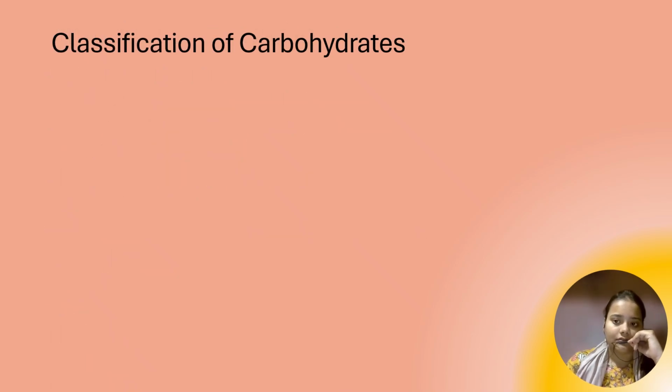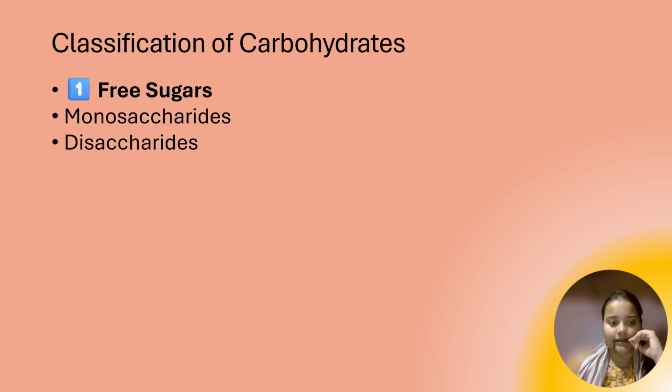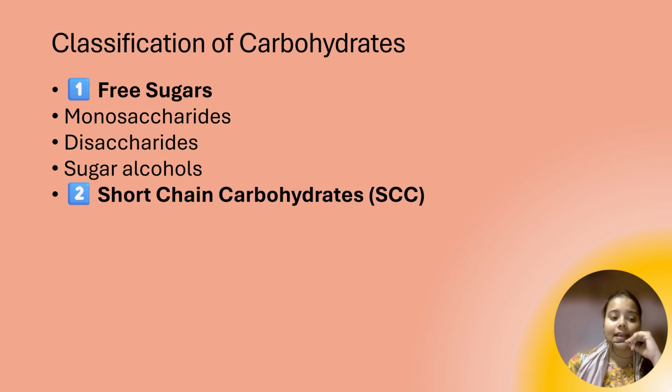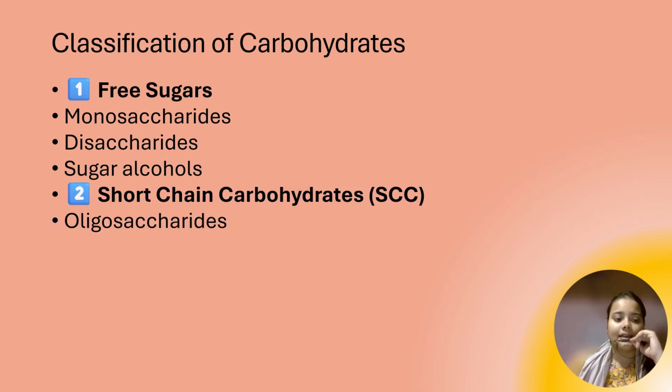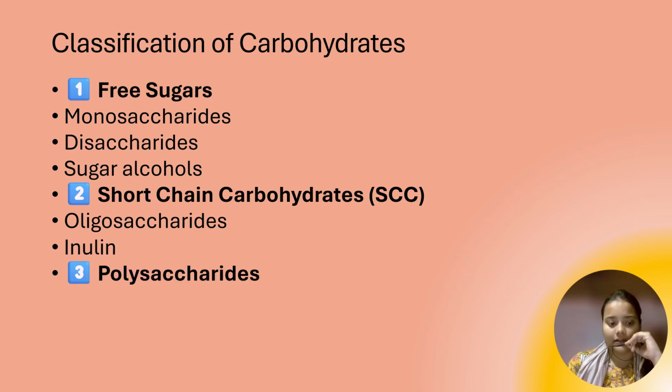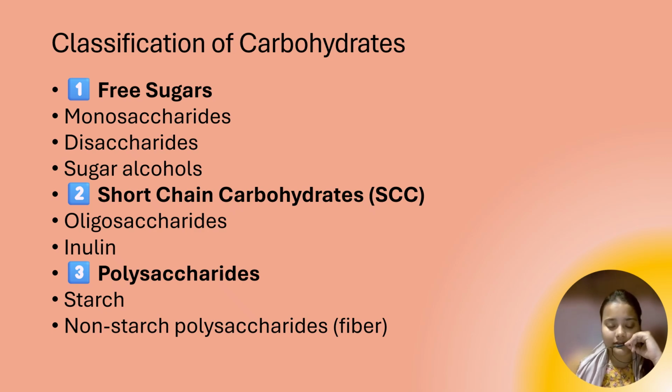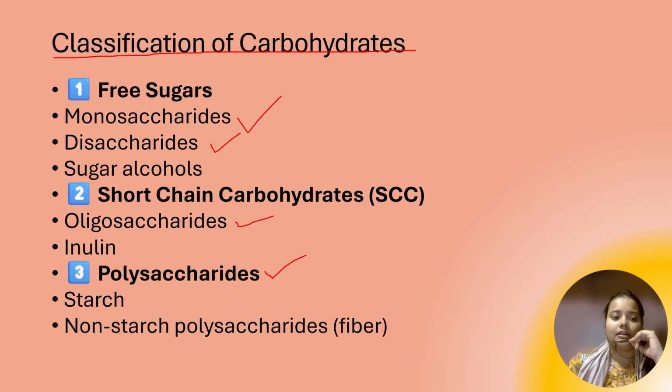Next, coming to classification of carbohydrates. First is free sugar. Under this come monosaccharides, disaccharides, and sugar alcohols. Second is short chain carbohydrates, SCC. Under this, oligosaccharides and inulin will come. Third is polysaccharides. In this, starch and non-starch polysaccharides will come. You can always remember the classification of carbohydrates mostly as monosaccharides, disaccharides, oligosaccharides, and polysaccharides. Other things also you can remember, but the main thing is monosaccharides, disaccharides, oligosaccharides, and polysaccharides.